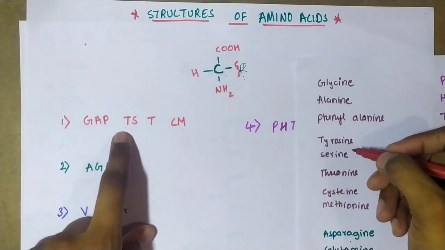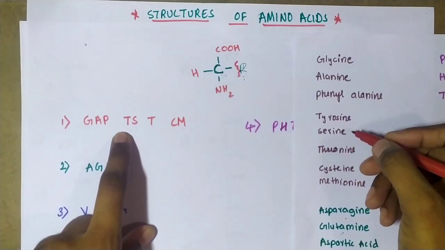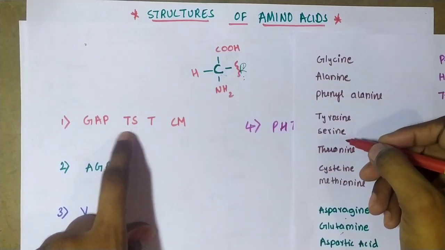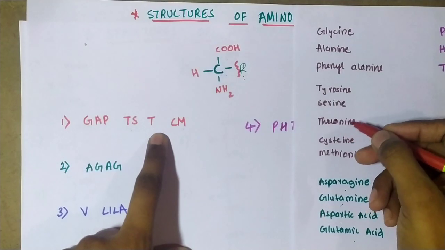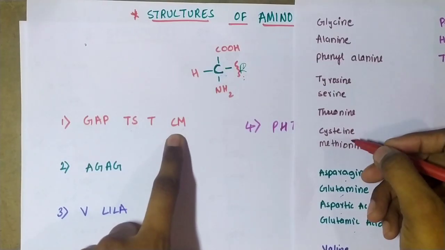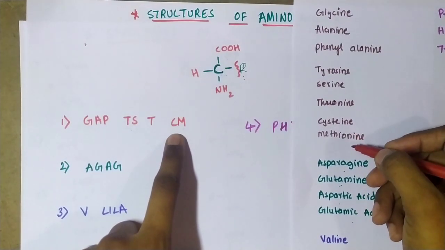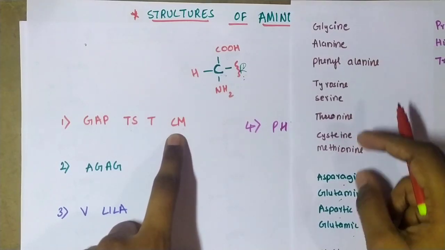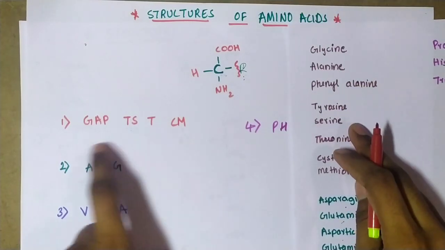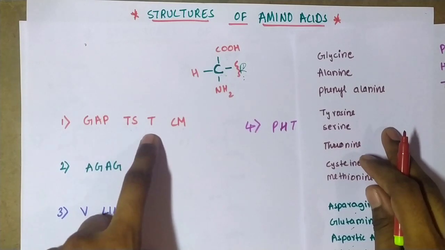So our next is TS. TS stands for tyrosine and serine. Next T. T stands for threonine. And our last one is CM. CM means cysteine and methionine. So to learn this set of amino acids, our first sentence is GAP TS, T and CM.